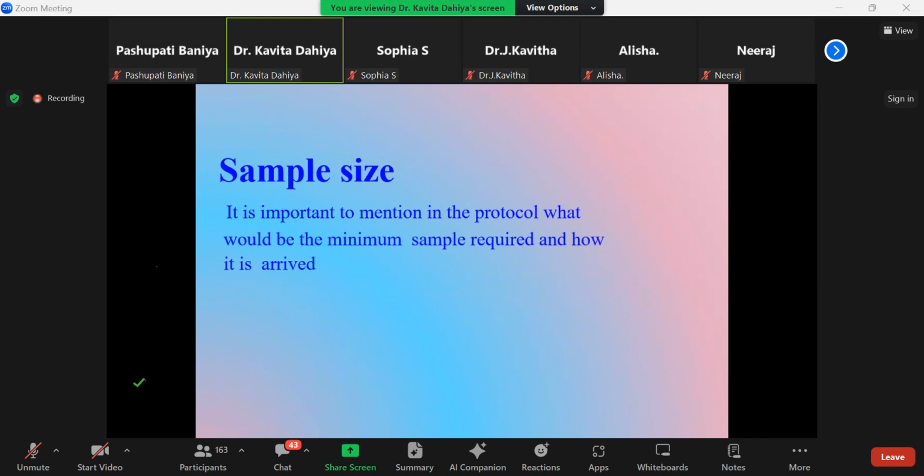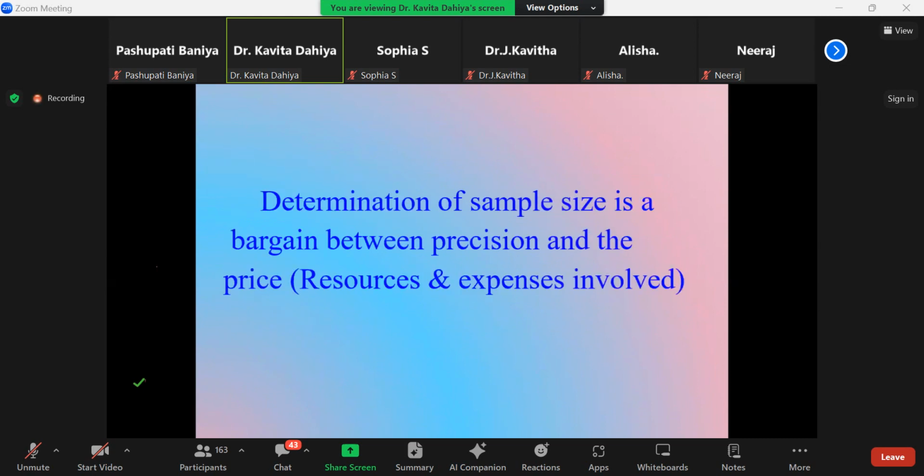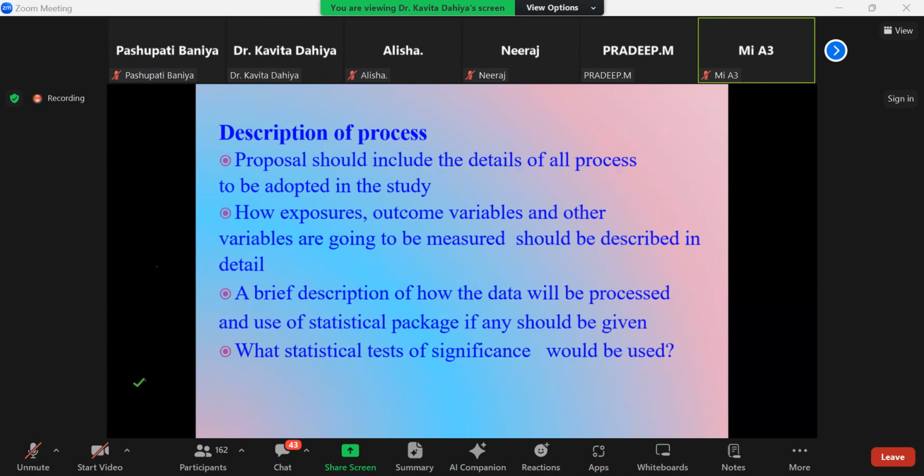Sample size is important to mention in the protocol: what would be the minimum sample required and how it is arrived at. The determination of sample size is a bargain between precision and price, meaning the resources and expense involved. The description of the process in a research proposal should include the details of the process to be adopted in the study, and how the exposure, outcome variable and other variables are going to be measured should be described in detail.